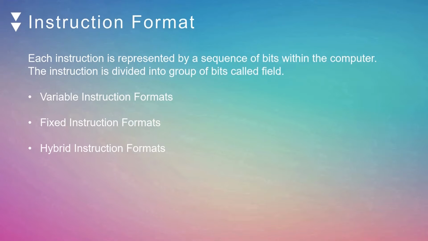What is variable instruction format? These are the instruction formats in which the instruction length varies on the basis of opcode and address specifiers. What is fixed instruction format? In this type of instruction format, all instructions are of the same size. And last is the hybrid instruction format. In this type, we have multiple format lengths specified by the opcode.